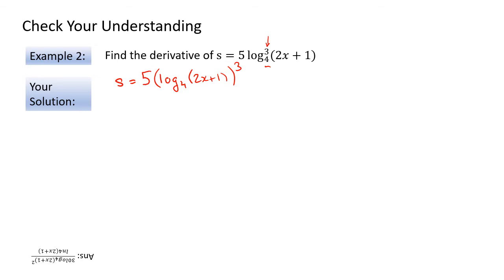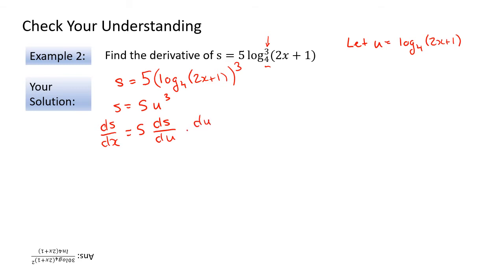Now you can remember we're going to use the chain rule for this. That means we have to let everything in the brackets be equal to u. So u is equal to the log base 4 of 2x plus 1. If we substitute that in, we get s equals 5u cubed. Remember, we can use the chain rule, and so ds by dx, because it's a function of x, is equal to 5 times the derivative of the function s with respect to u times the derivative of the function u with respect to x.